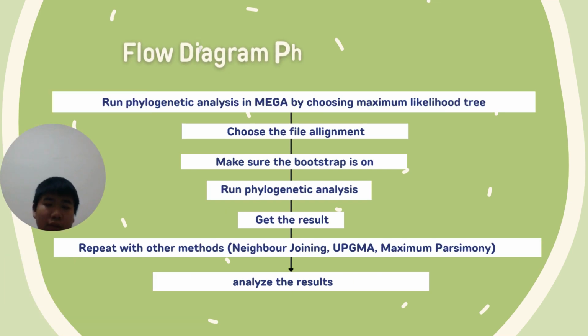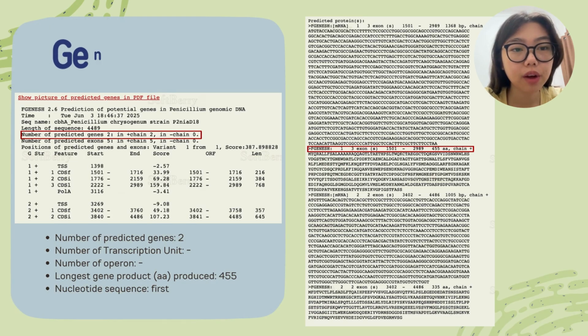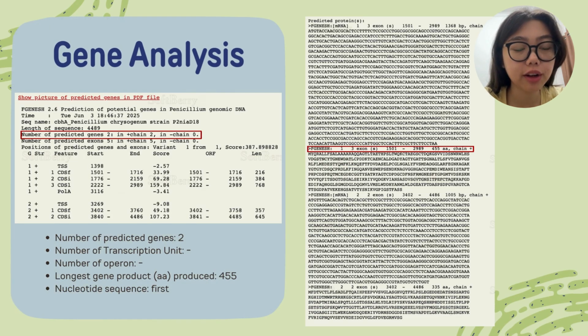After we finish aligning the sequences, run the phylogenetic analysis in MEGA by choosing the maximum likelihood tree. Choose the alignment file, make sure the bootstrap is on, and then run the phylogenetic analysis and get the result. We need to repeat with other methods like neighbor joining, UPGMA, and maximum parsimony, get the other results, and analyze the results. Moving on to gene analysis using softberry.com.